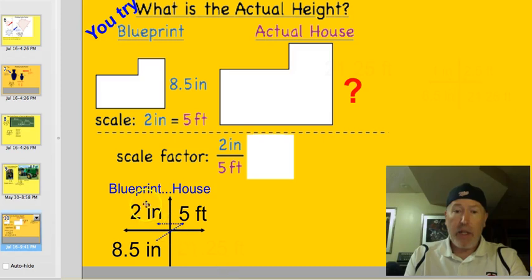Well, I laid it out like this. Blueprint to house, 2 inches to 5 feet is like 8.5 inches to something. Multiply diagonally, divide across, 21.25 feet.